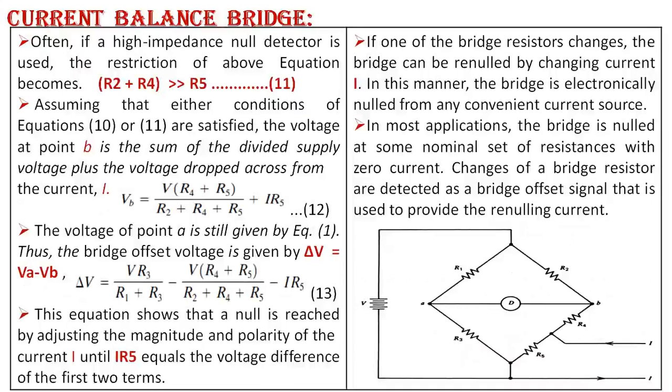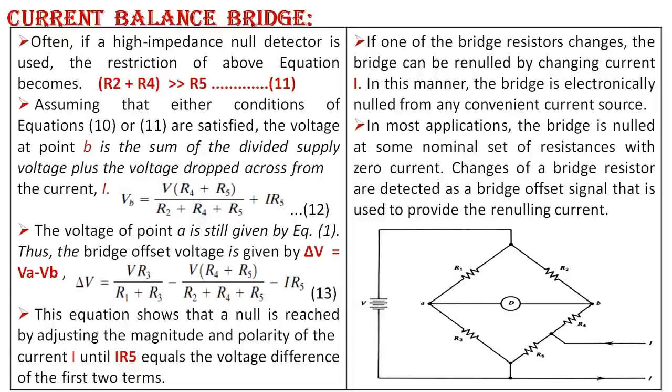Often, if a high impedance null detector is used, the restriction of the above equation becomes R2 plus R4 is greater than R5. Assuming that either condition of equation 10 and 11 is satisfied, the voltage at point B is the sum of the divided supply voltage plus the voltage dropped across R5 from the current I. VB is equal to (R4 plus R5) upon (R2 plus R4 plus R5) into V plus IR5. The voltage at point A is still given by equation 1.